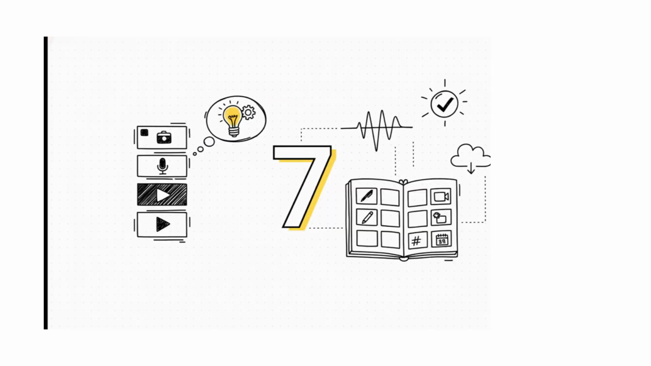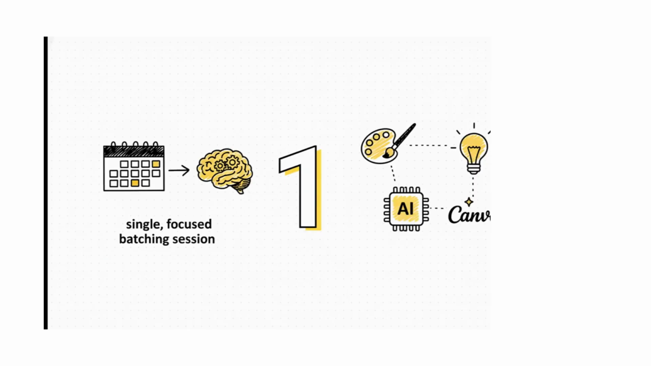So what's the end goal here? It's simple, but it's so powerful. Just picture it. A full week, 7 days of awesome, high-quality content. All planned, all written, all designed, done. No more daily stress. And here's the absolute best part. You get that entire week of content done in one single focused batching session. Now, that is the definition of working smarter, not harder.